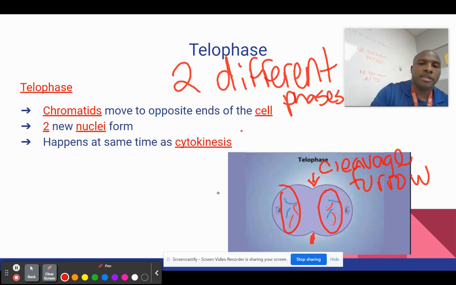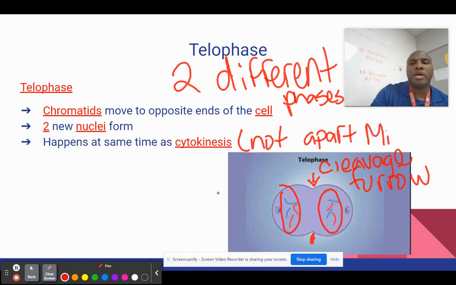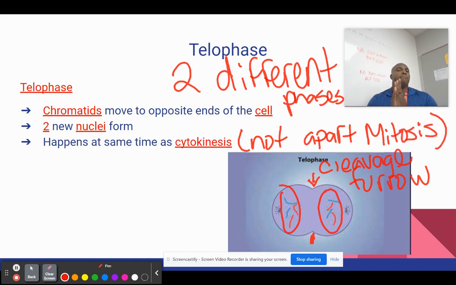Cytokinesis is not a part of mitosis. Don't get it twisted, as the kids say. Not a part of mitosis. It happens at the same time as telophase, but it is not a part of mitosis. Those are separate. So your four phases are just like we said: prophase, metaphase, anaphase, telophase, and then cytokinesis happens, right? So this splits up, and what you end up with is two brand new cells. And then it just keeps happening as much as your body needs to. You continue to get more and more cells.